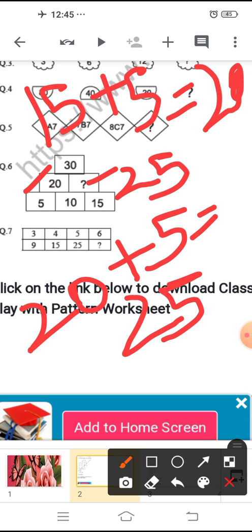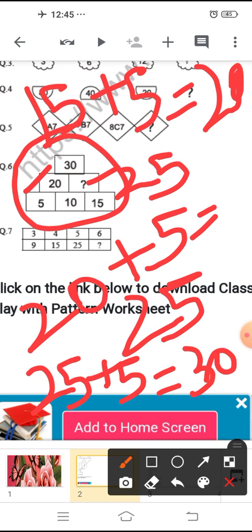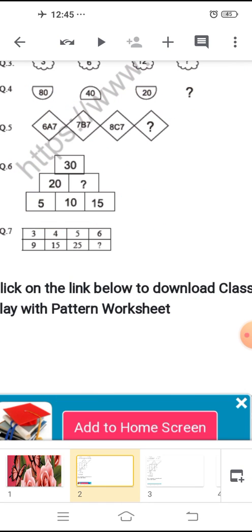Understood? And here you will write 25 plus 5, that will give you 30. So your pattern should be completed. If you are adding 5 each time, that will give you 25. If you are taking multiples of 5, that will also give you 25, because we are multiplying, but when we are adding that same number up to that many times, that will also give you the same.